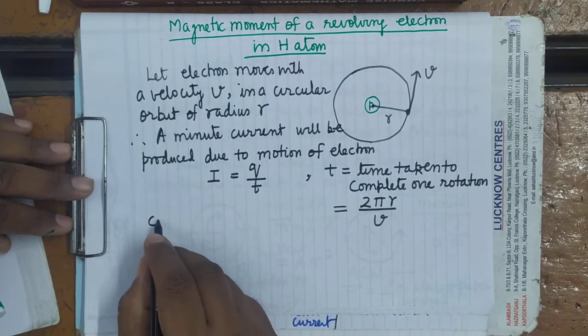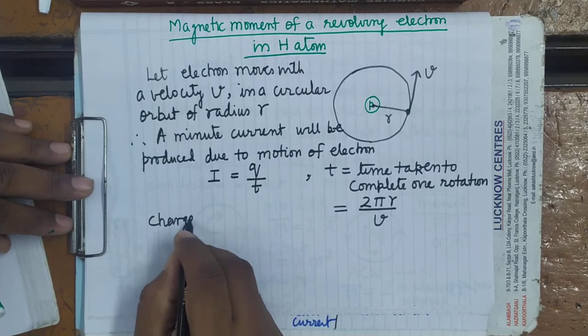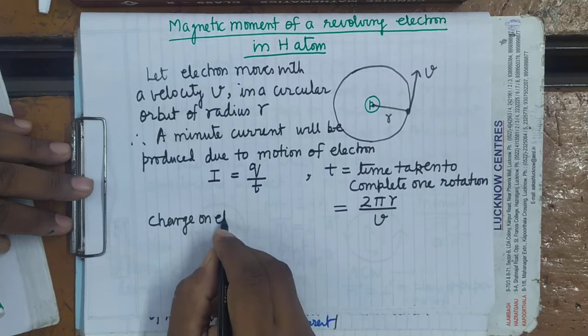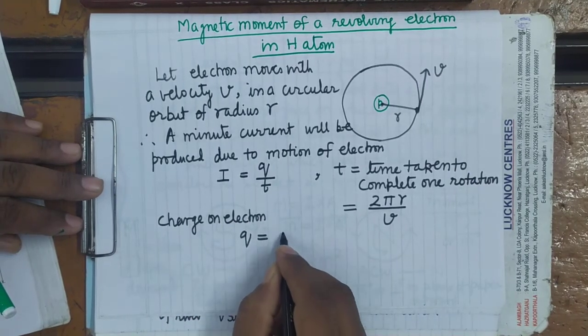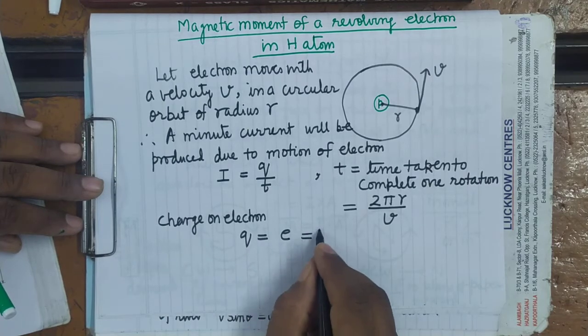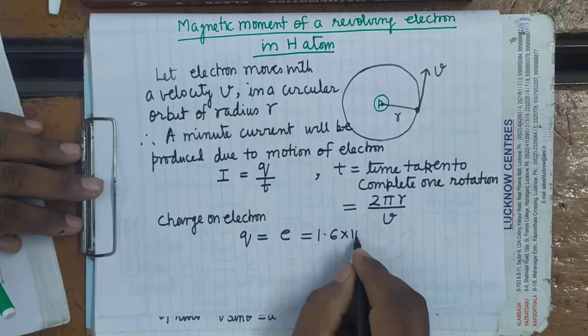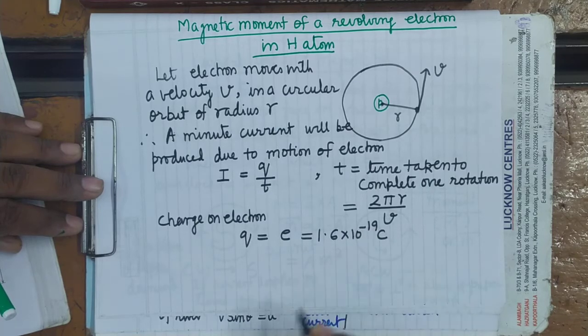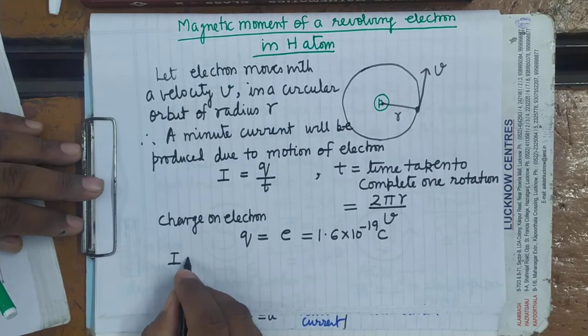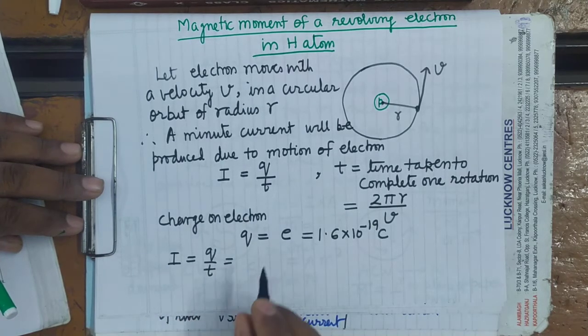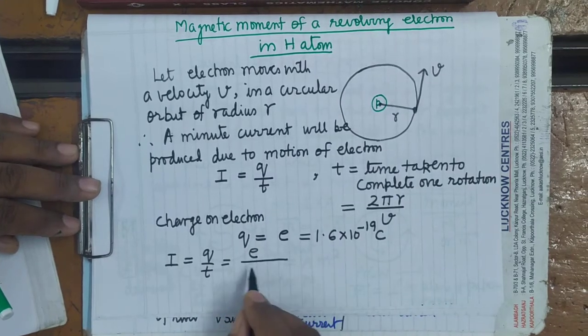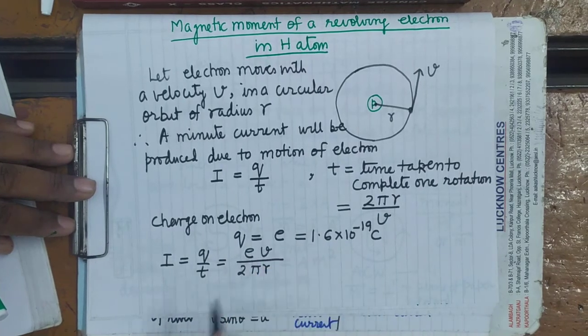Now, what is the charge on the electron? We know that the charge on the electron is represented by the symbol e. Q equals e, whose magnitude is 1.6 into 10 to the power minus 19 coulomb. Then what will be the current produced? It will be equal to Q upon T, that is e upon 2 pi r upon v. So that will go into the denominator.